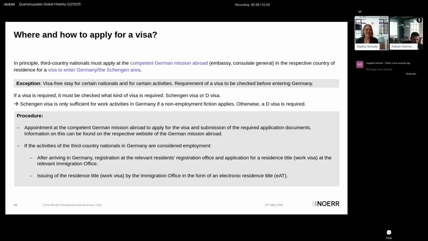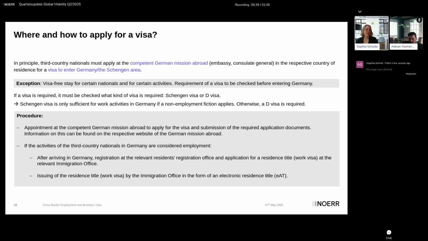As we talked about today, there are exemptions from this. Visa-free stays are possible for certain activities, and this should always be checked before entering Germany, whether one of these exemptions applies or not. And if a visa is required, it also needs to be checked what kind of visa is required. Is a Schengen visa sufficient for the length of stay and for the activities to be done in Germany, or is a D visa, so some type of work visa, necessary? As we already said, a Schengen visa is only sufficient for work activities that fall under one of the non-employment fictions. Otherwise, a D visa is required.